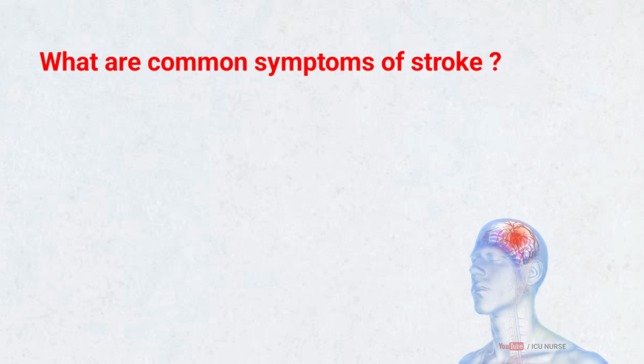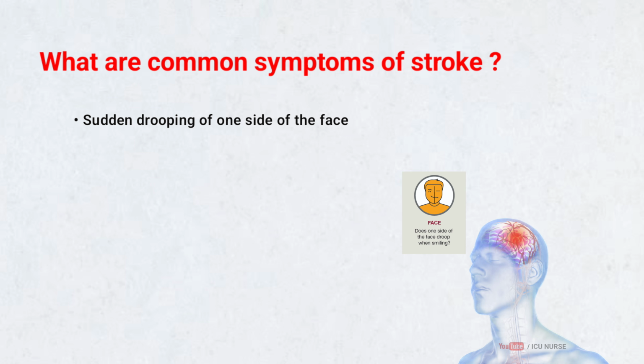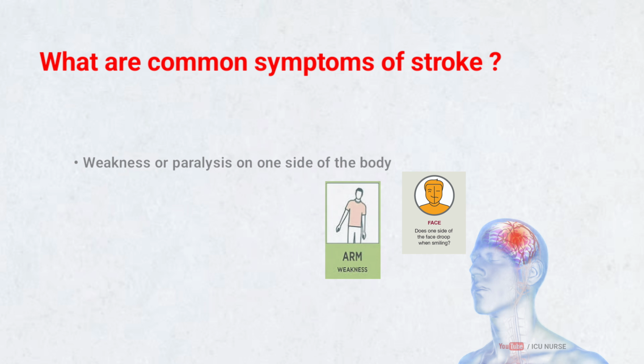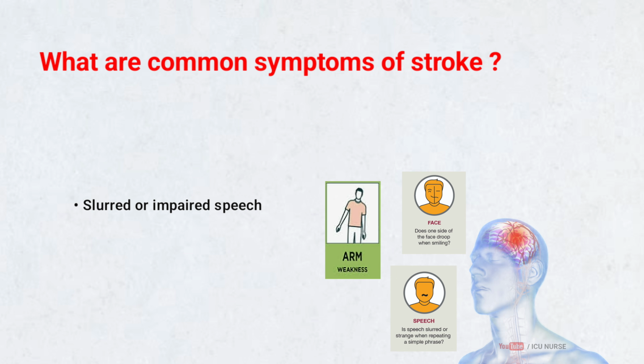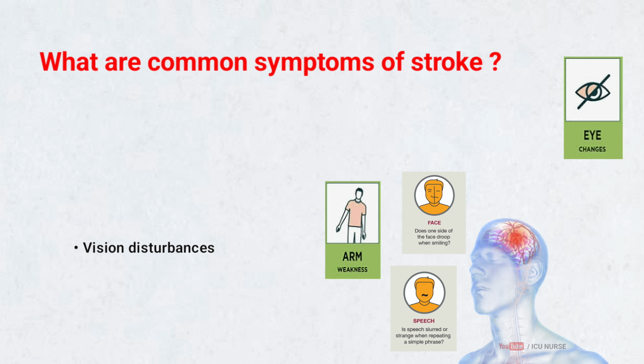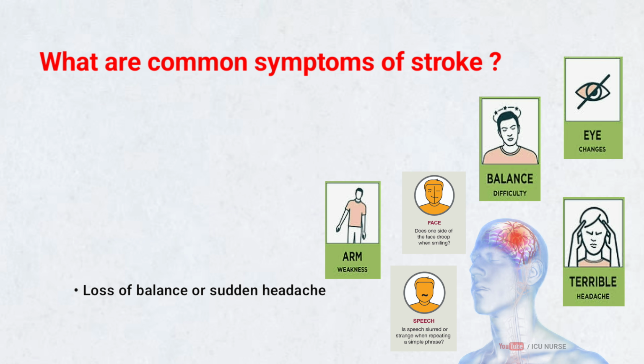What are common symptoms of stroke? Sudden drooping of one side of the face, weakness or paralysis on one side of the body, slurred or impaired speech, vision disturbances, loss of balance or sudden headache.